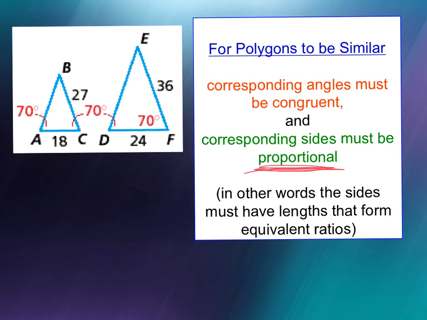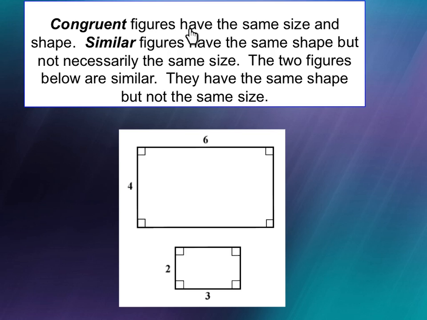In other words, the sides must have lengths that form equivalent ratios, which is why you had to do chapter 7, section 1 before this, when we discussed ratios and proportions. Make sure you get this picture written down in your notes as well. Congruent figures have the same size and shape. However, similar figures have the same shape, but not necessarily the same size. The two figures below are similar. They have the same shape, but not the same size. And notice that the sides are proportional to each other. That means that they're equivalent proportions or equivalent ratios.